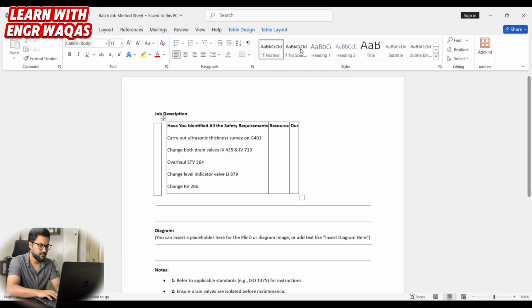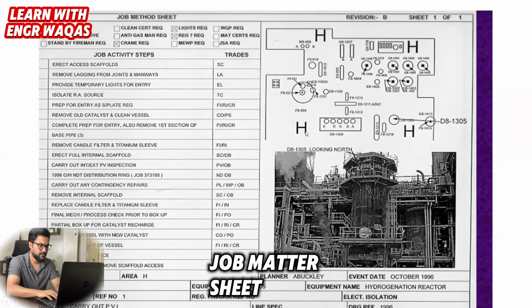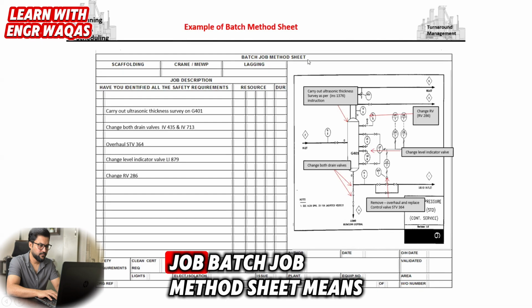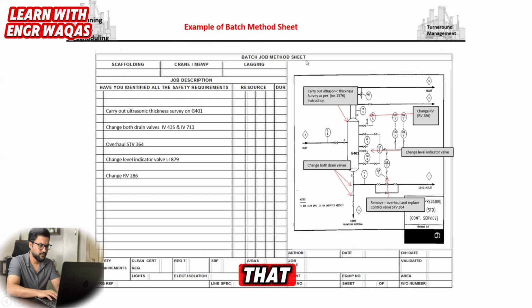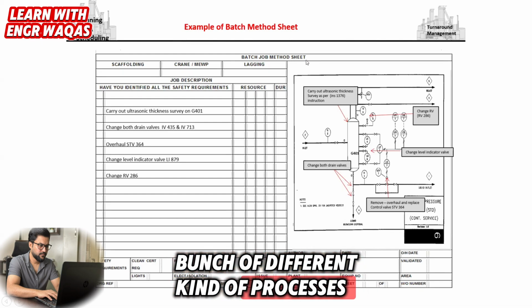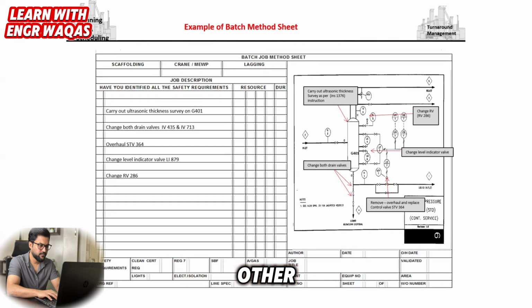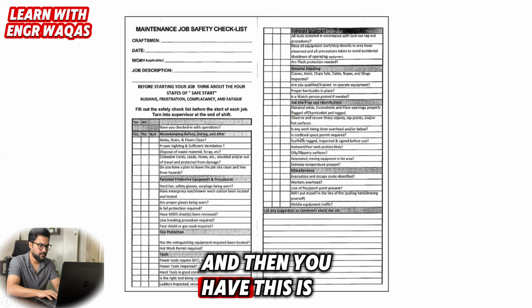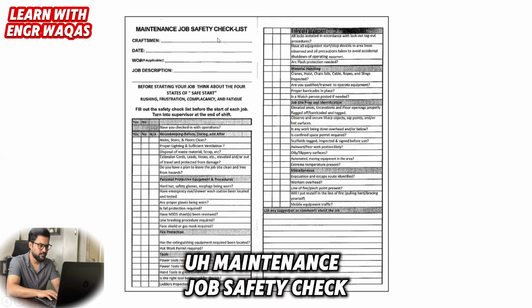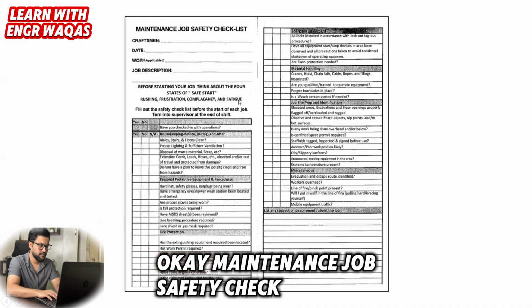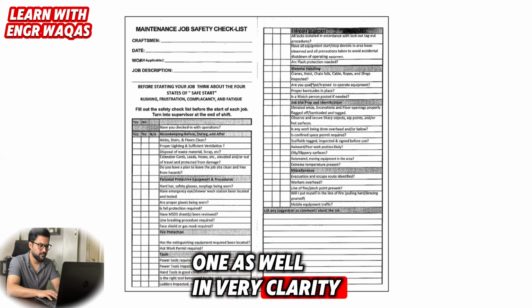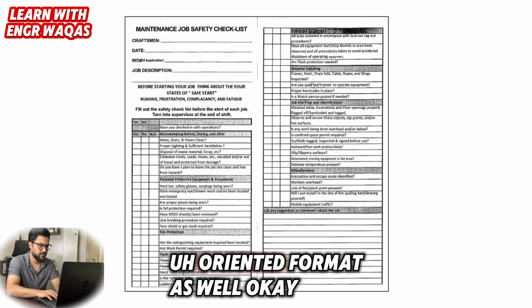And this is actually the job method sheet. I will be sharing this image as well as this. Another one is the batch job method sheet. A batch job method sheet means a bunch of different kinds of processes which are linked with each other. So this is also a very valuable template you need to carry out. And then you have this, the maintenance job safety check. Okay, maintenance job safety check. I will be sharing that one as well in a clarity-oriented format.